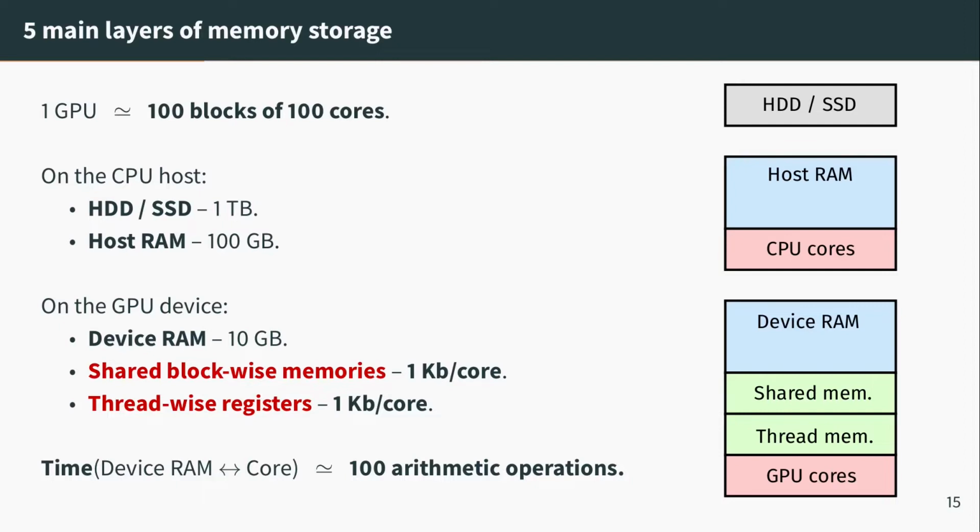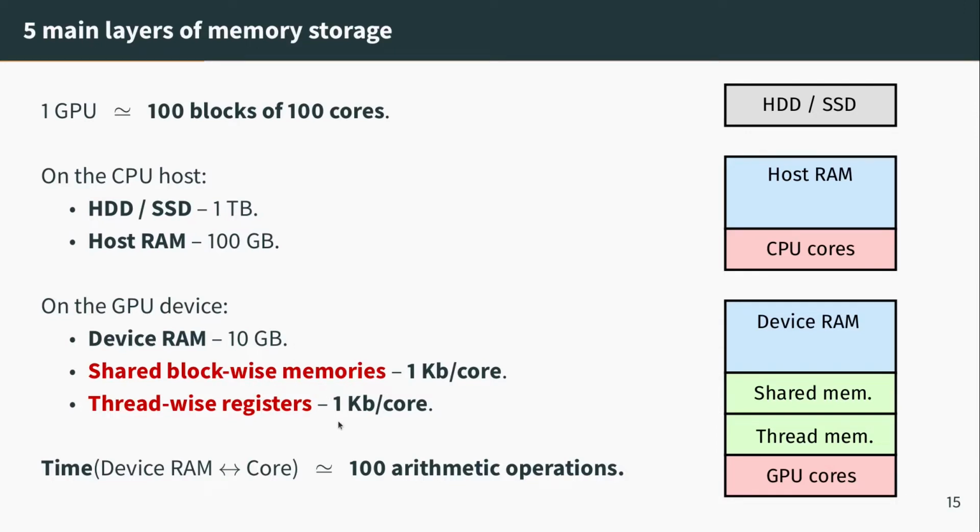Actually, the 2 intermediate layers of memory that are close to the compute units, so the shared memory and the thread-wide registers, are very small. So you don't have access to a few gigabytes per core, you have access to around 1 kilobyte per core. So you have just enough buffer space available to store maybe 100, 200 float numbers, but not much more than that. And so obviously a GPU program is going to spend a lot of time swapping memory between those different buffers.